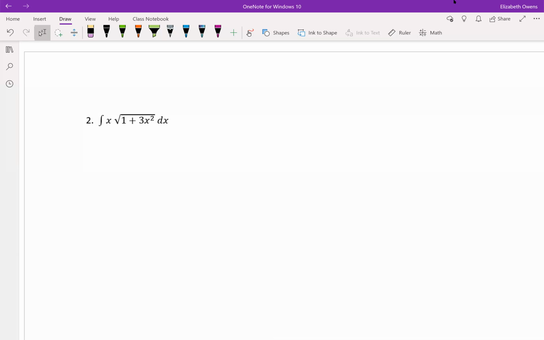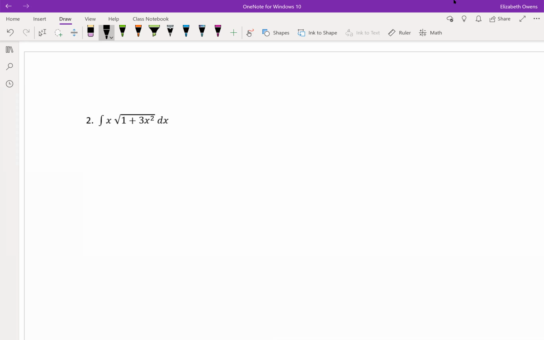Here's another example of using the substitution method to do an indefinite integral. And here's our indefinite integral. It's the integral of x times the square root of 1 plus 3x squared dx. Now, remember that our first thing that we need to do is to choose a u substitution. Choose something to equal u.